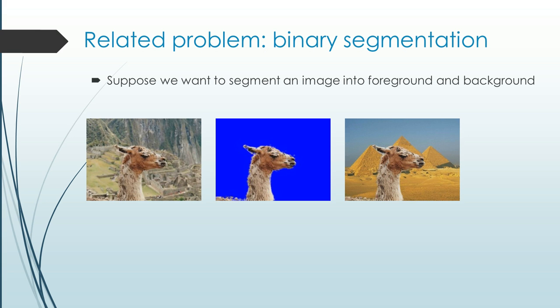So let's just begin with the premise that we just want to segment this. How do we do this? How do we actually perform this segmentation? As you can see here, in this case the foreground, which has the face of the llama, has different colors. So if we perform just a color-based approach for this particular image, it might be a little bit difficult.